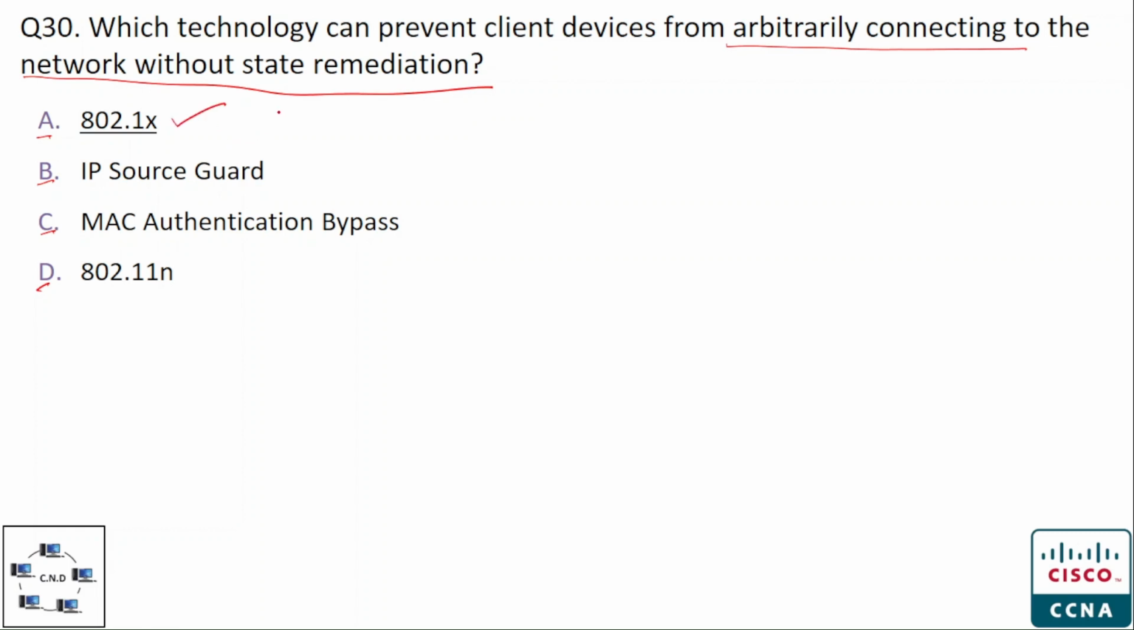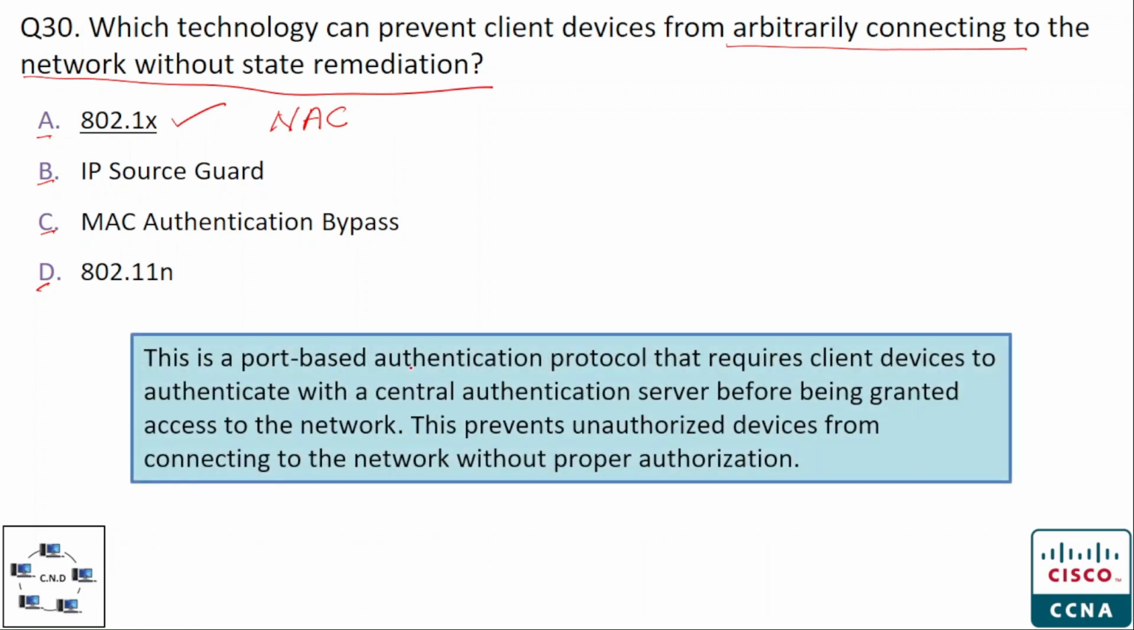802.1x, which is also known as NAC, Network Access Control. That is a port-based authentication that allows network devices to connect to the network after necessary authentication and state remediation. So this is a port-based authentication protocol that requires client devices to authenticate with a central authentication server before being granted access to the network. This prevents unauthorized devices from connecting to the network without proper authorization.